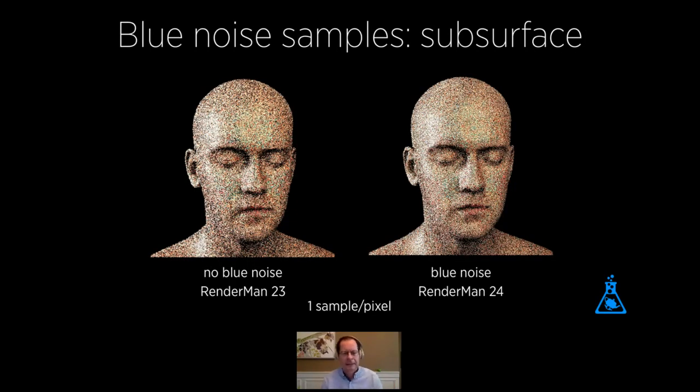Here's another scene. This is subsurface scattering. We're now back at just 1 sample per pixel. The guy on the left is rendered without blue noise, and he kind of looks like he's made out of some kind of very coarse gravel, is how I would describe it. Whereas the guy on the right with blue noise, it looks like maybe he's made out of some very fine-grained sand. Definitely, if you squint your eyes, the guy on the right looks closer to the final converged image.